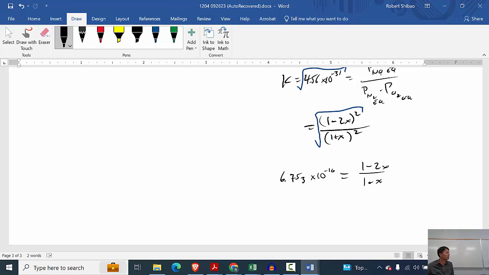All right, then I'm going to multiply both sides by 1 plus x. So I'll get 6.753 times 10 to the minus 16 plus 6.753 times 10 to the minus 16 x is equal to 1 minus 2x. And then I'm going to subtract this from both sides and then add 1 to both sides. Or actually, not add, subtract. Actually, let's add an x to both sides.